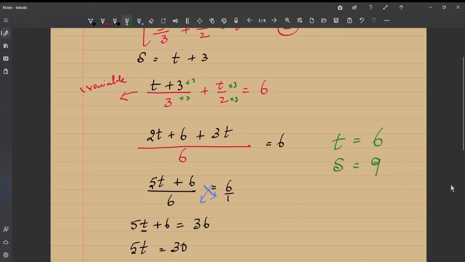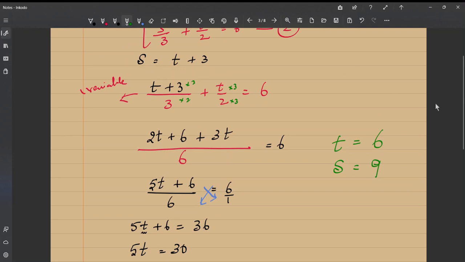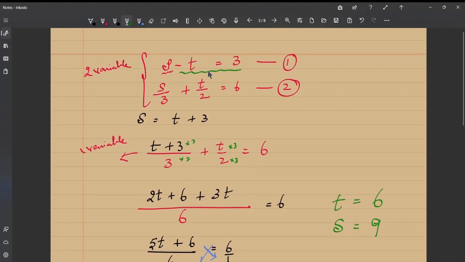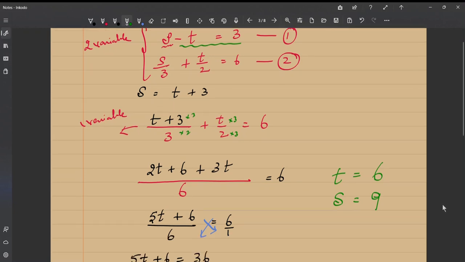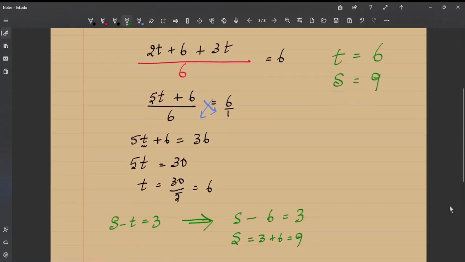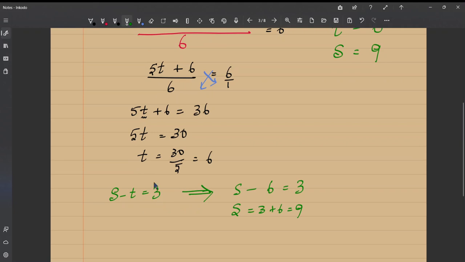If you want to perform a check, you may go ahead and do so. You have this equation, s minus t is equal to 3. You just substitute the values of 6 and 9 there. If you write s as 9, minus t is 6, so 9 minus 6, and this is obviously equal to 3. So, your values of s and t are perfectly correct.